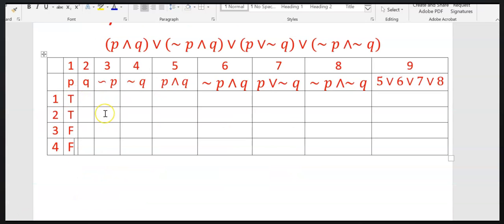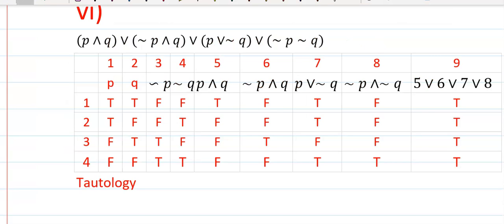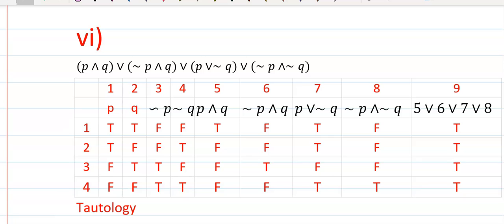Now the next is the sixth one, that is (P and Q) or (negation of P and Q) or (P or negation of Q) or (negation of P and negation of Q). Now see this sixth one. First is P, Q, negation of P, negation of Q, P and Q, and next is negation of P and Q. Seventh is P or negation Q, and eighth one is negation of P and negation of Q.